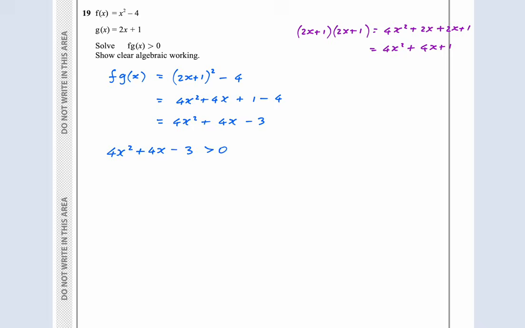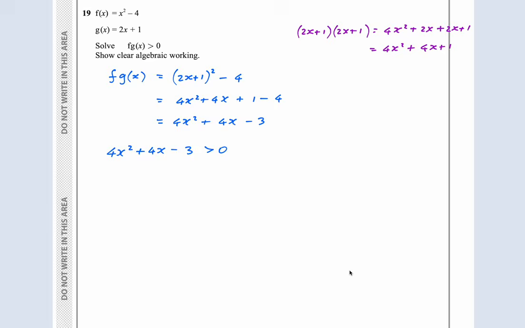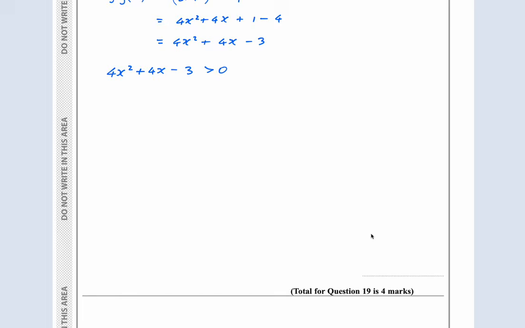Now again, guys, yes, you're going to have to show the working, but before we do that, let's just get the answer. I can go to the inequality, degree 2. I want greater than 0, so I press 1. I put in 4, 4, and minus 3, and I get x is less than minus 3 over 2, and x is greater than a half. So x is less than minus 3 over 2, comma, x is greater than a half.